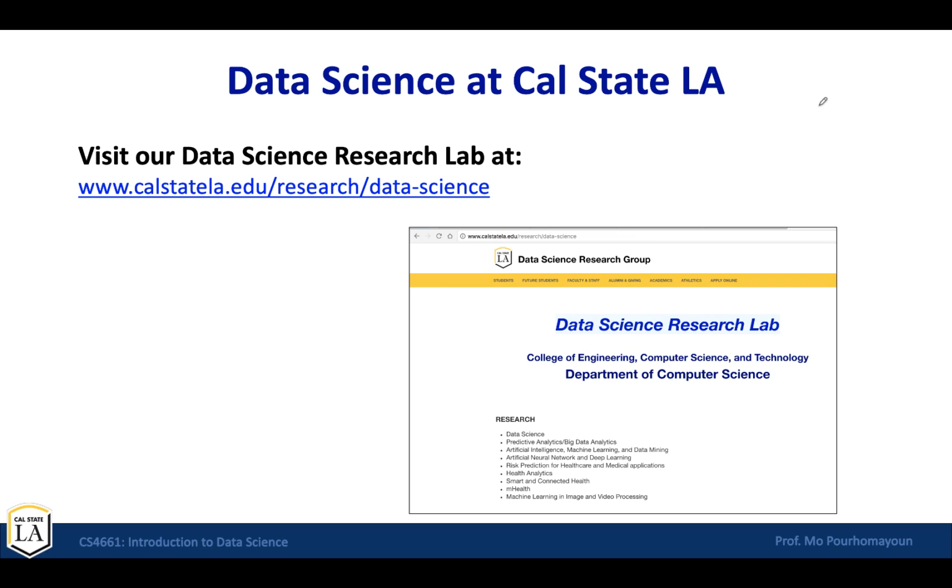For more information about some of our projects that we do here at Cal State LA, please go see my research website, calstatela.edu/research/datascience. This is my research lab, the artificial intelligence and data science research lab. You can go ahead and see some of our projects. I have a lot of undergrad and graduate students taking thesis with me and working on real life projects in the field of data science and machine learning.